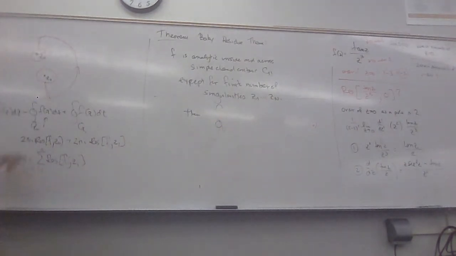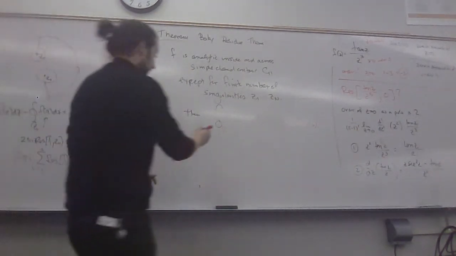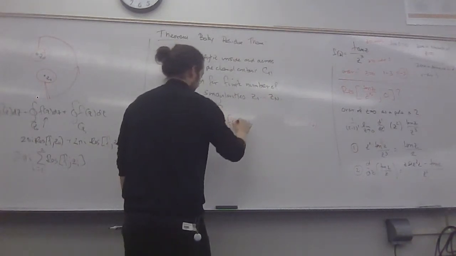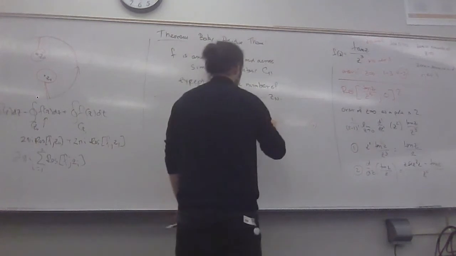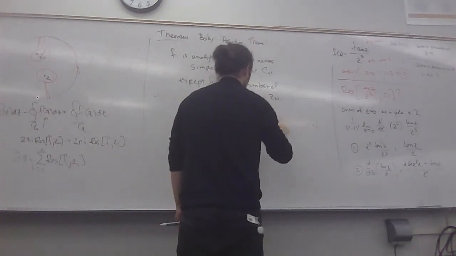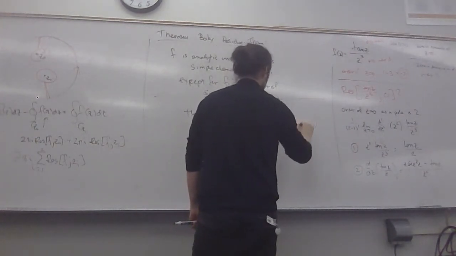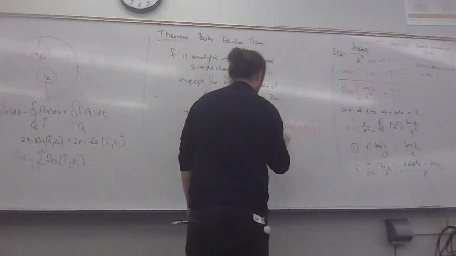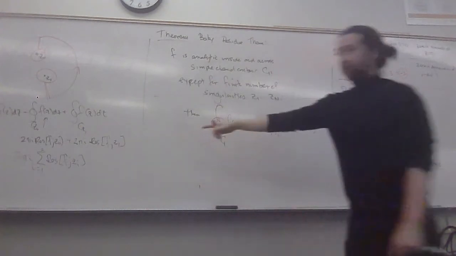We're going to say if there's n things in here instead of two things inside here, then the integral of f around C is equal to 2 pi i times the sum of the residues of f at all of the singularities. It's just that theorem with more points in it.